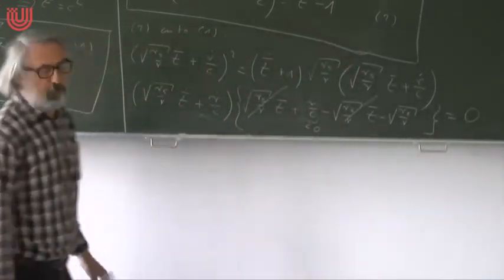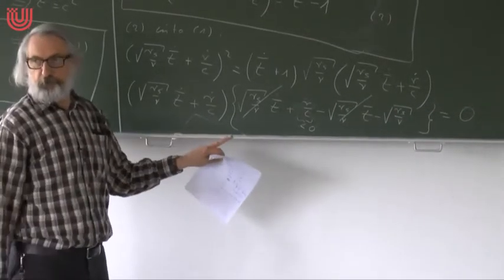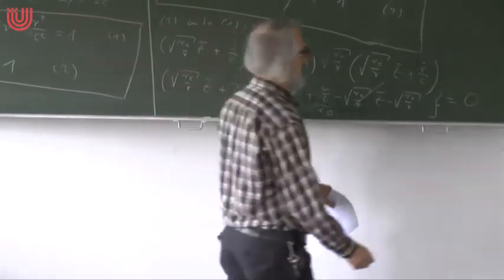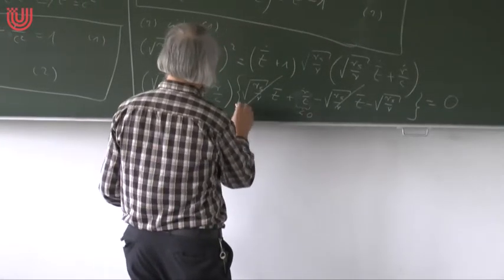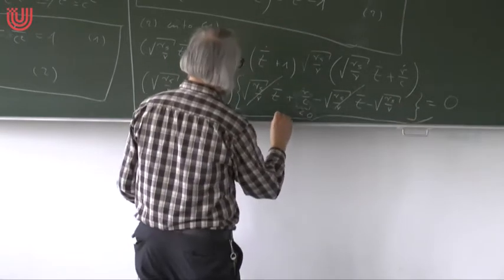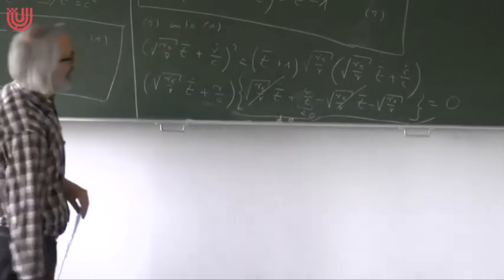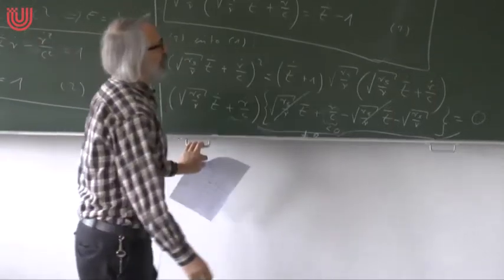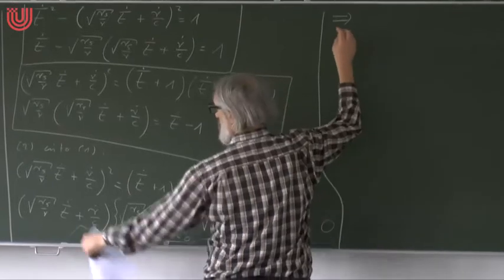If a product is 0, then one of the two factors must be 0, but the second factor cannot be 0, because both terms here are negative. So this is not 0. It's a little bit narrow here, maybe I can squeeze here. So this is not 0. I think you cannot read it, but it's supposed to be not 0. So this must be 0. And that's the equation we wanted to derive. So we must have that this must be 0.